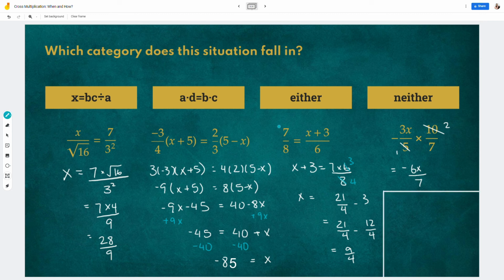Using a times c equals b times d, I get the following. Distribute the 8. Get all the numbers on one side and keep the 8x on the other side. Divide by 8. Reduce the fraction. And x itself is equal to 9 over 4. So you see both methods work, and whichever one you choose is up to you.